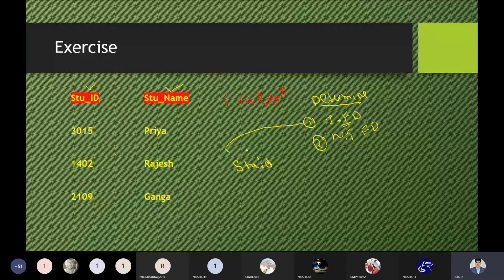If I'm writing student ID, comma, student name, or instead of the student name writing student ID, these are examples of trivial functional dependencies. And non-trivial functional dependency: student ID determines student name only, and student name determines student ID only. This is a non-trivial dependency, because it is not a subset of any other attribute set. So this is the example. Is it clear to all?